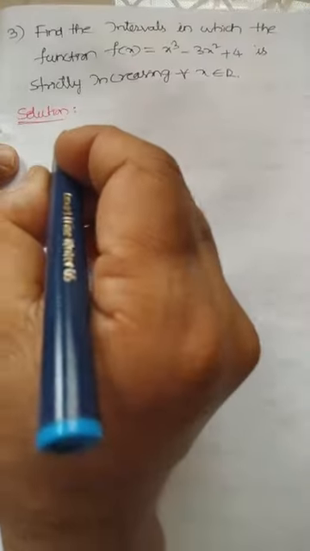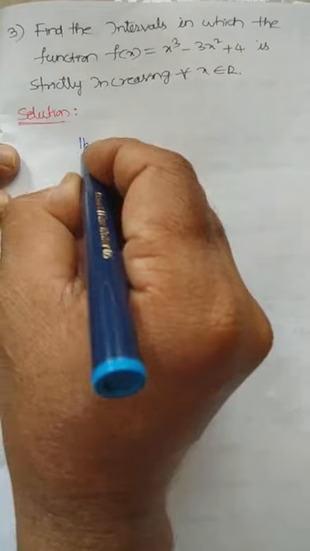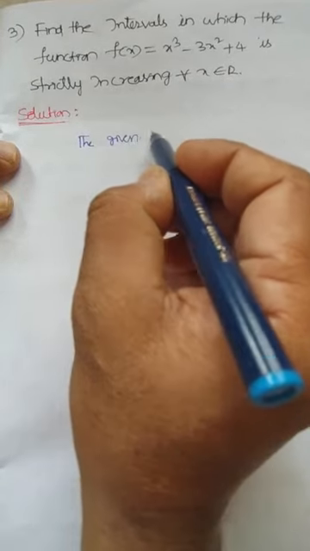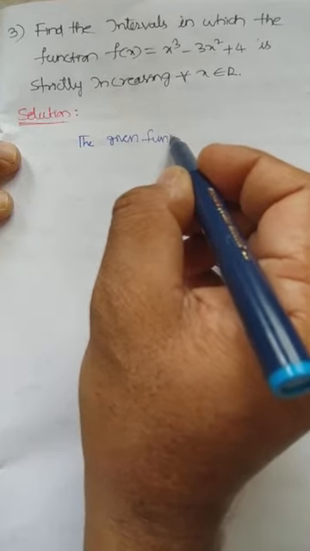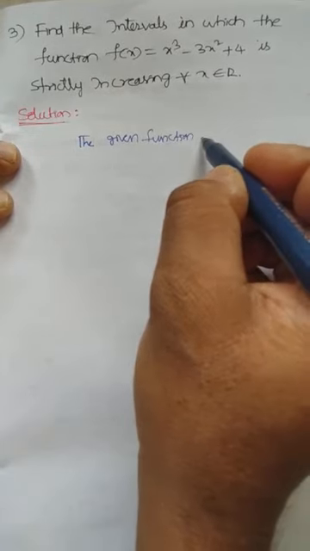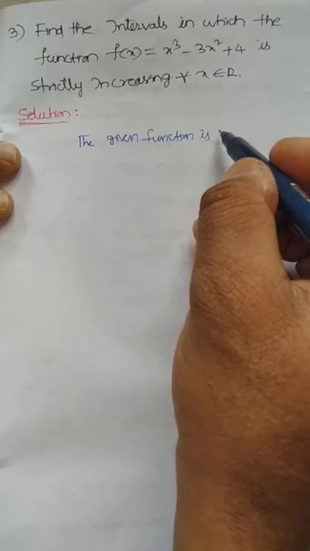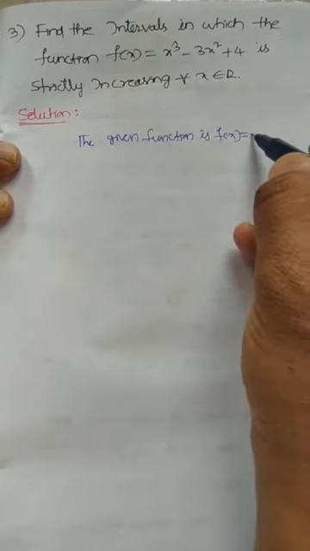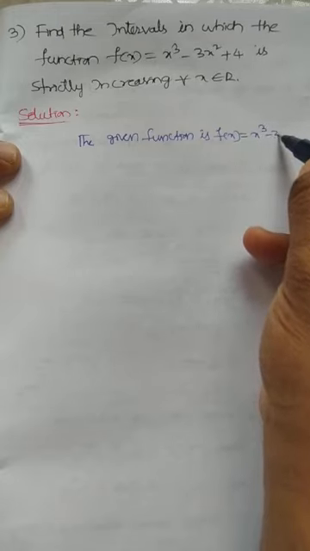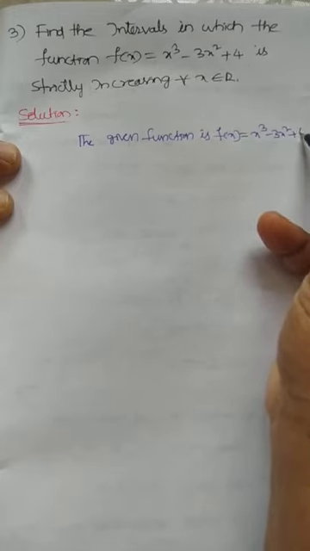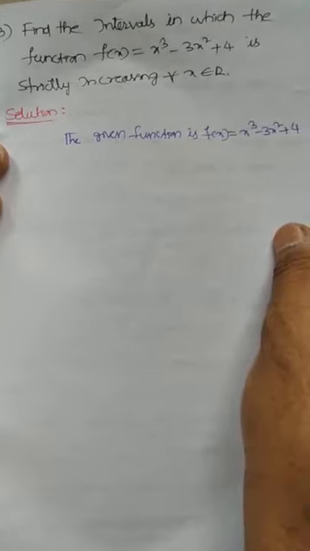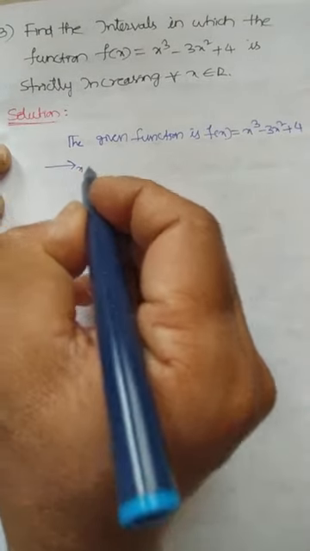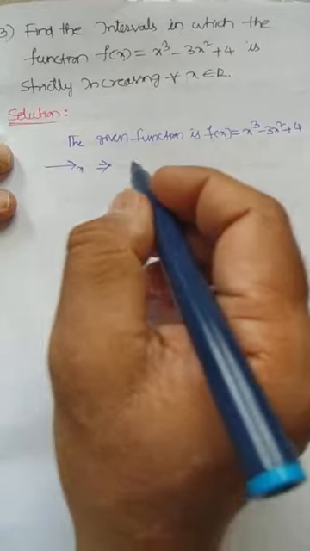Now in the solution, the given function is f of x equals x cube minus 3x square plus 4. Now I am differentiating the given function with respect to x on both sides, so that I would get what?